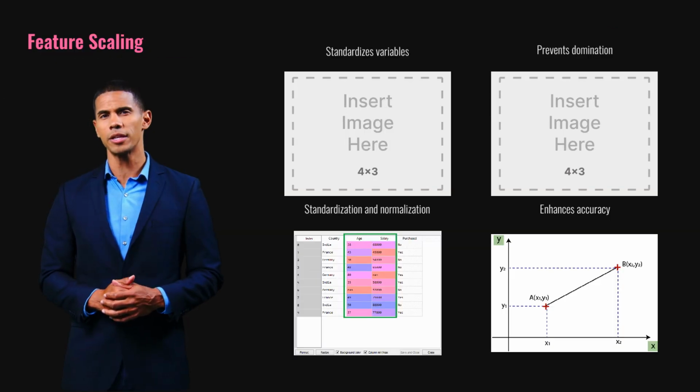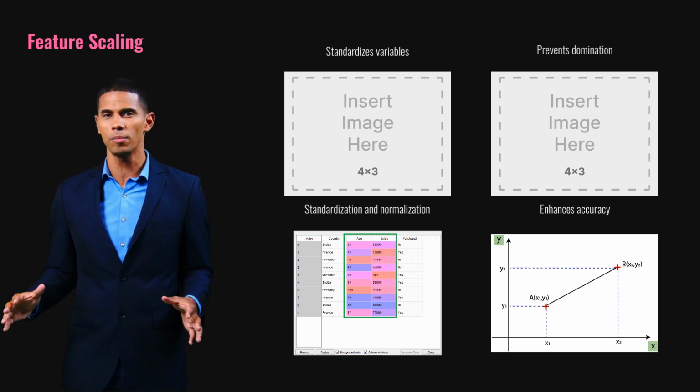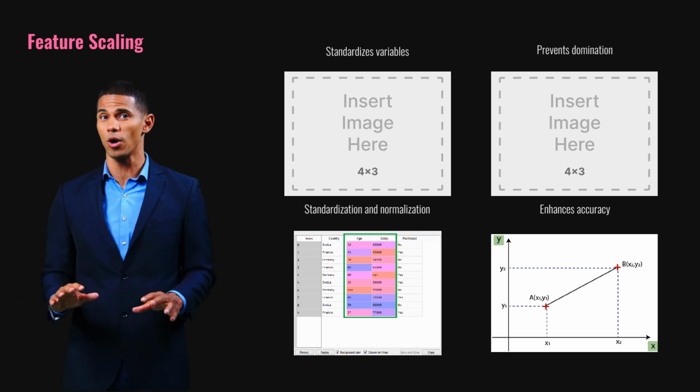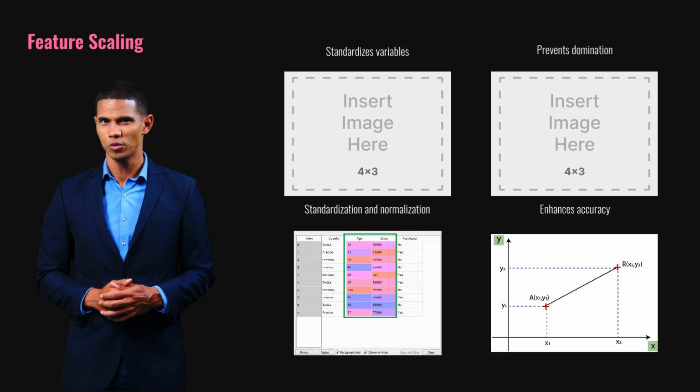Feature scaling standardizes variables to prevent one from dominating others. Techniques like standardization and normalization are used. Sklearn's StandardScaler is commonly employed for this task, ensuring all features contribute equally to the model's performance. This step is crucial for models relying on distance metrics, enhancing accuracy and efficiency.